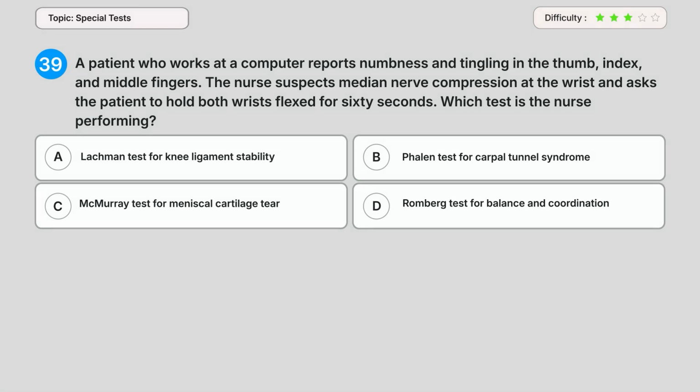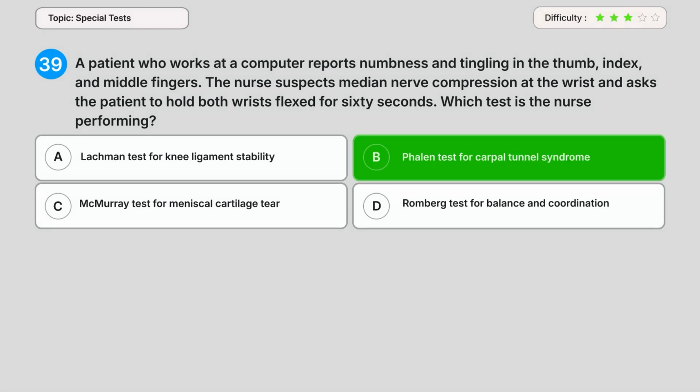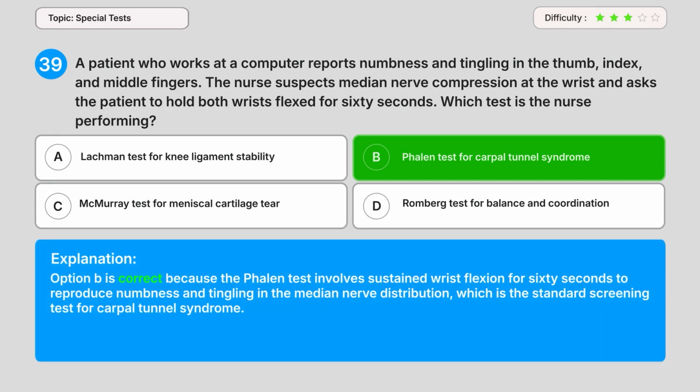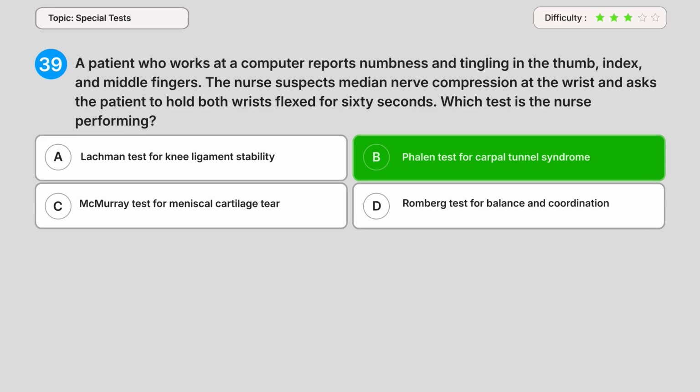Correct answer, B. Phelan test for carpal tunnel syndrome. Explanation. Option B is correct because the Phelan test involves sustained wrist flexion for 60 seconds to reproduce numbness and tingling in the median nerve distribution, which is the standard screening test for carpal tunnel syndrome.